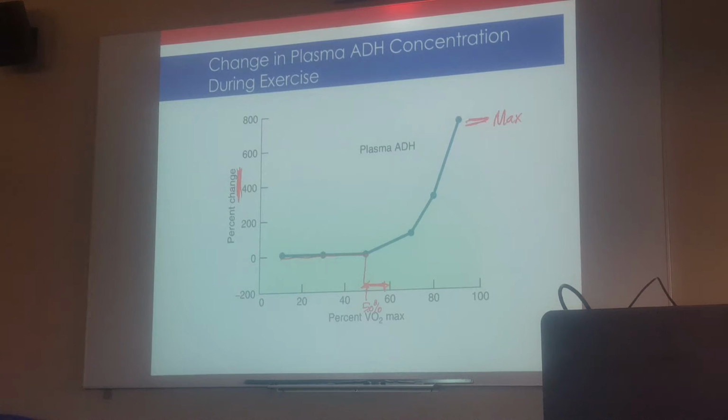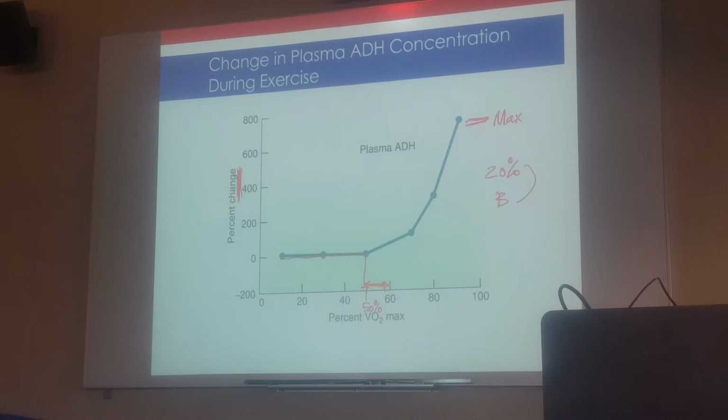So the change would be, let's say you have a concentration at 20%, and then you had a concentration at baseline. You're looking at the percent change. So from baseline to 0, there was no change. But is there plasma ADH in the blood?